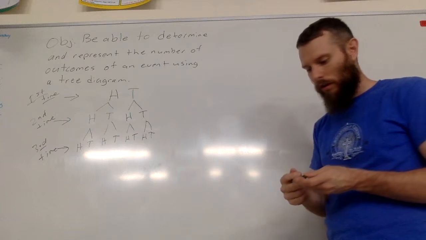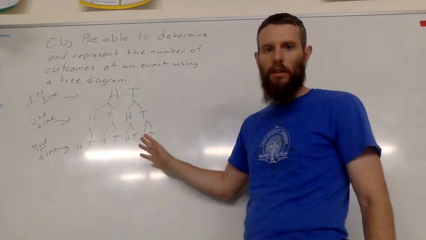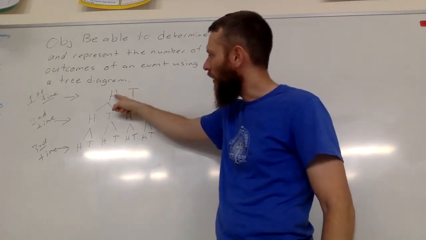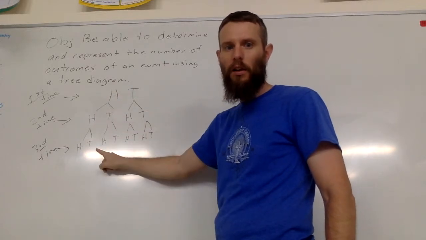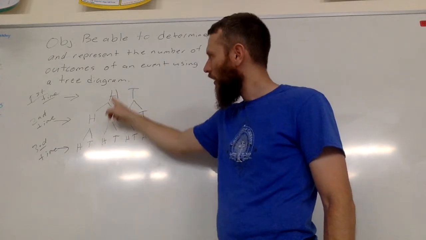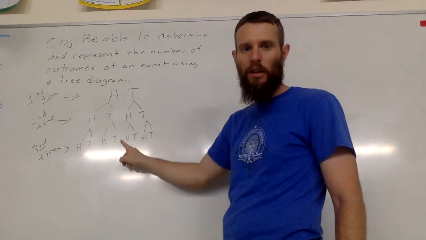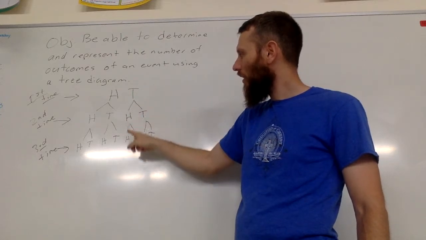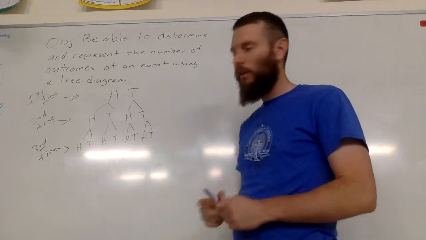And even though there's only one number at the bottom, each one of these represents a different outcome of this event. Again, heads, heads, heads is one outcome. Heads, heads, tails is another outcome. Heads, tails, heads is an outcome. Heads, tails, tails is an outcome. Tails, heads, heads, tails, heads, tails. You can see there's 8 different outcomes.